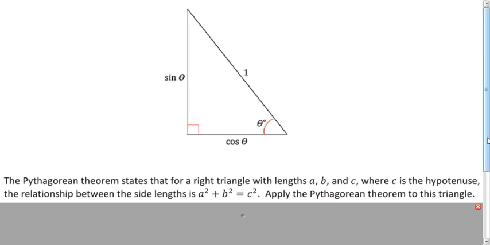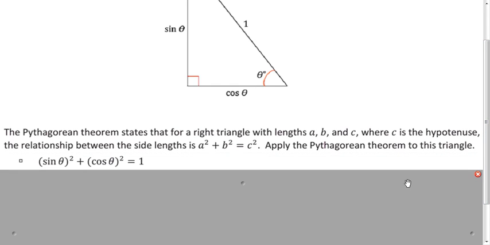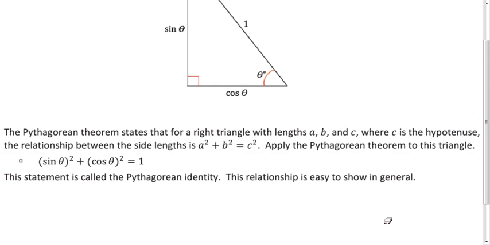But what happens if we apply Pythagorean theorem to this particular triangle? What happens? We end up with sine of theta squared plus cosine of theta squared equals 1. And this is called the Pythagorean identity. It's very important in trigonometry. And this holds for any right triangle. So we're going to see that in general on the next slide.